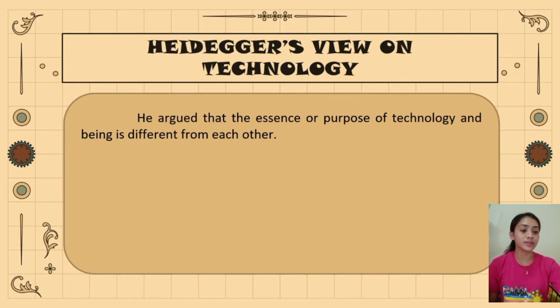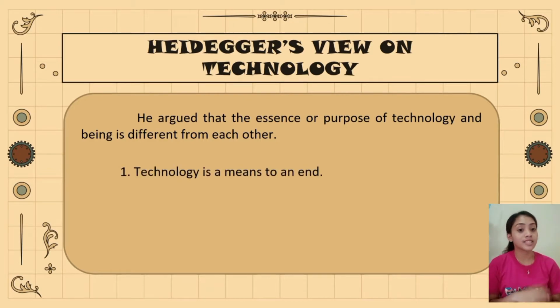So he argued that the essence or purpose of technology and being is different from each other. He was able to expound his point upon identifying that technology can either be perceived as, first, a means to an end. What does it mean when we say technology is a means to an end?